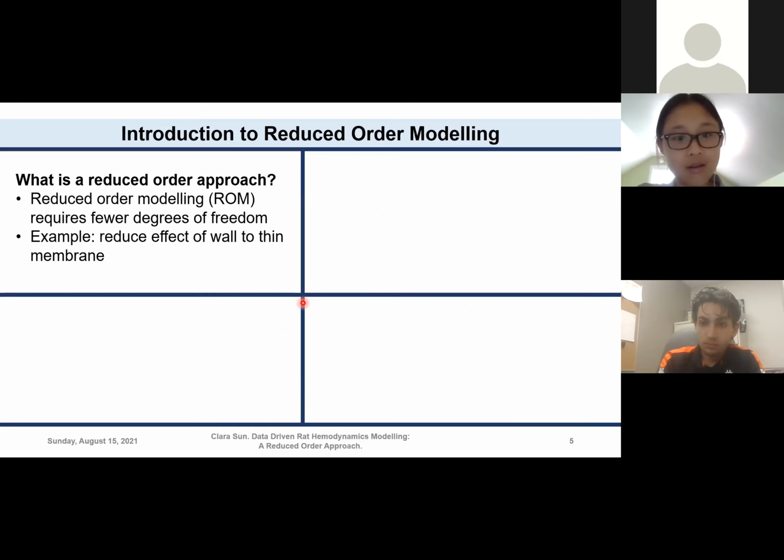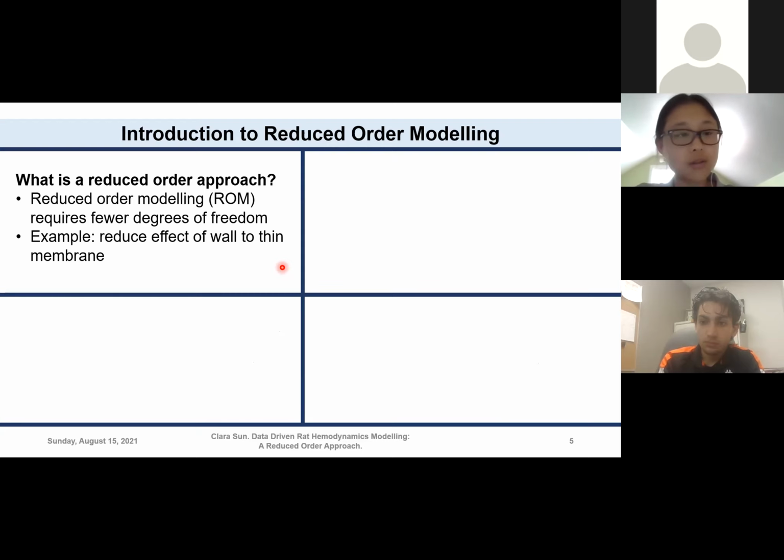So I've been talking about reduced order modeling, but what actually is it? And I want to preface this discussion just by mentioning that I'll be talking about ROM and mathematics at a fairly introductory level, which may be review or familiar for some of you. So to understand what a reduced order approach looks like, first we need to distinguish them from full order models.